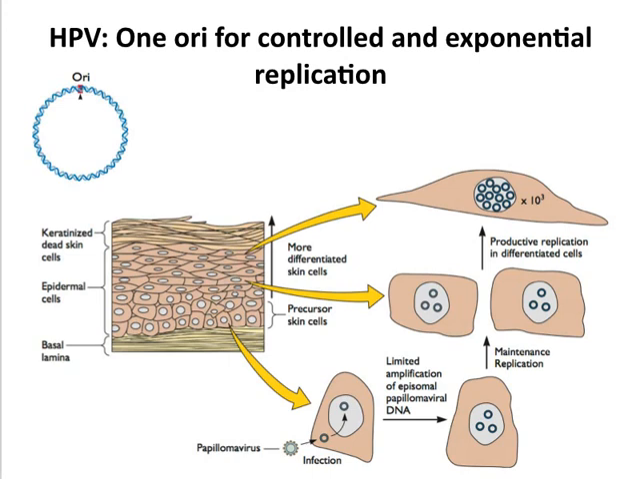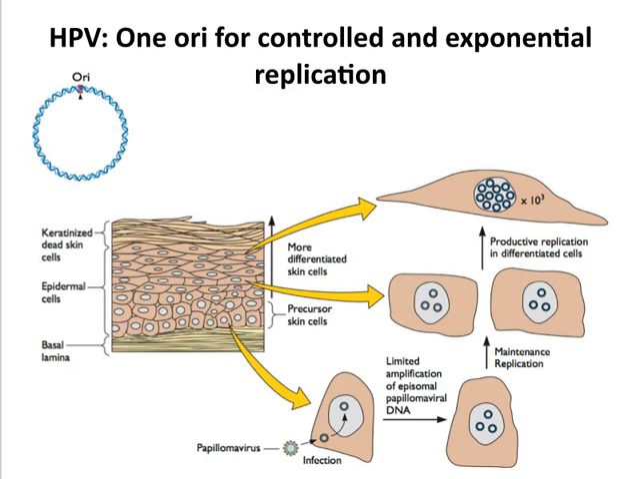You typically acquire an infection when you have some damage to your mucosa. You get a laceration or a scarring of some kind. Virus gets into these cells. You initially have limited amplification. About 50 copies are produced, but then it goes into what's called maintenance replication, where you have very few copies of DNA per cell, just enough to keep the viral DNA present.